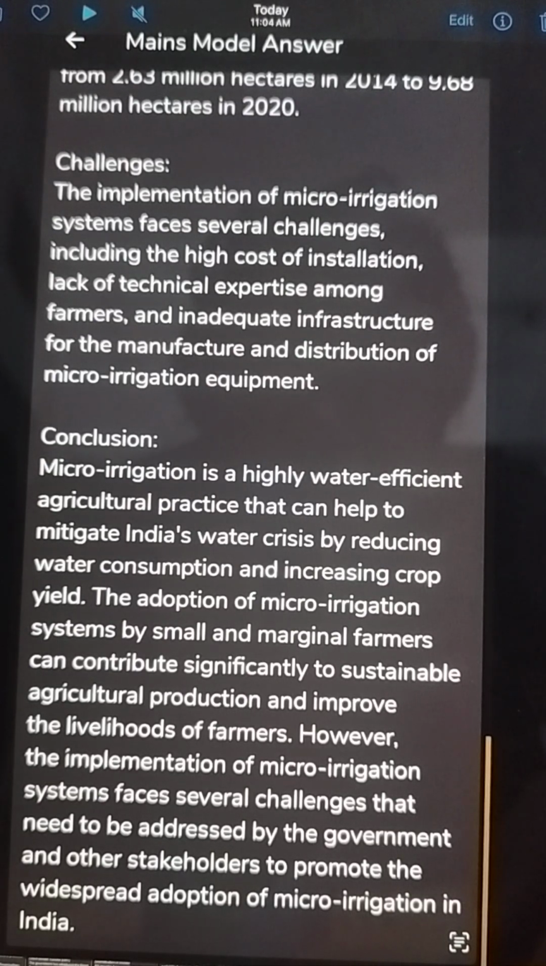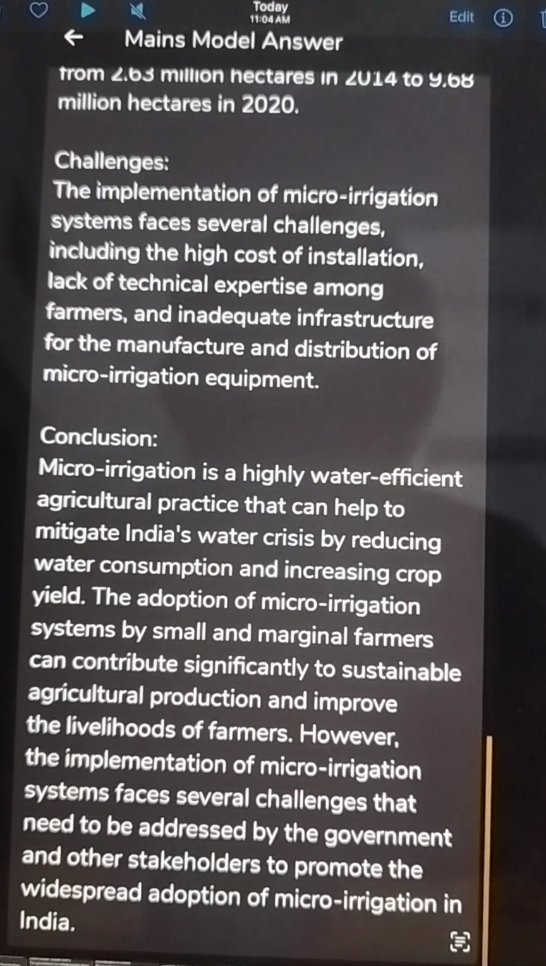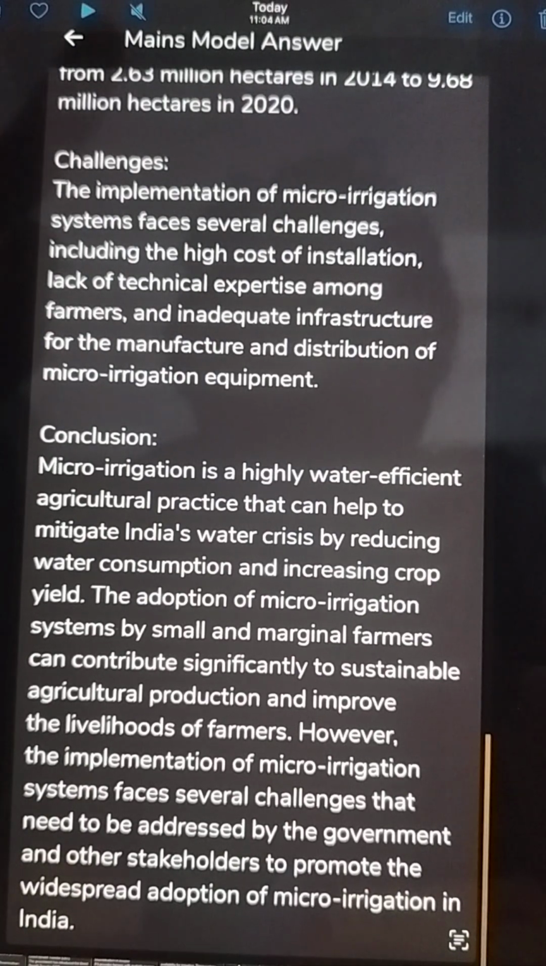Micro irrigation is a highly water-efficient agriculture practice that can help to mitigate India's water crisis by reducing water consumption and increasing crop yield. The adoption of micro irrigation systems by small and marginal farmers can contribute significantly to sustainable agriculture production and improve the livelihoods of farmers. However, the implementation of micro irrigation systems faces several challenges that need to be addressed by the government and other stakeholders to promote widespread adoption of micro irrigation in India.